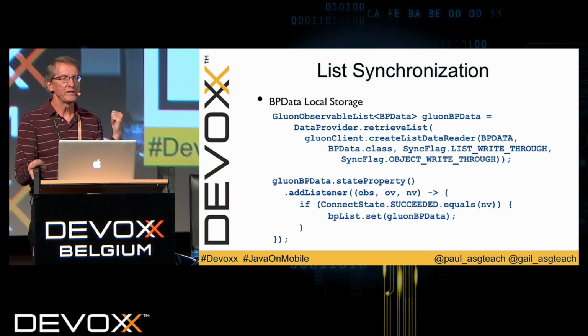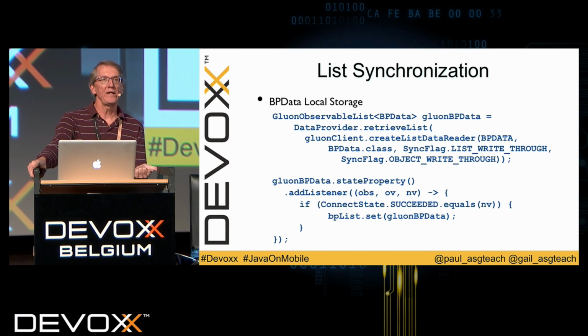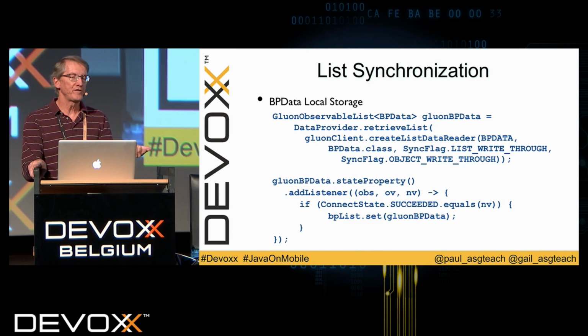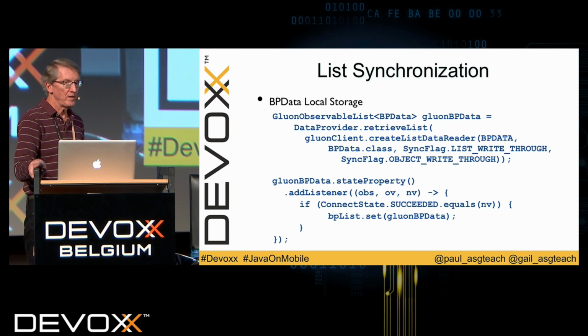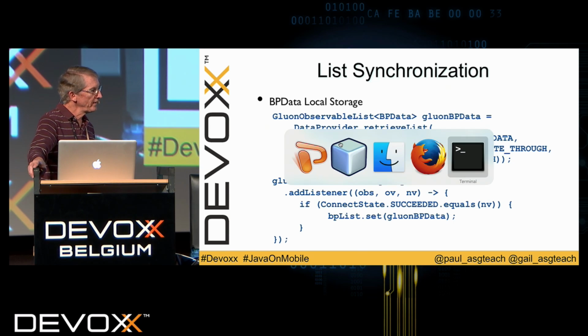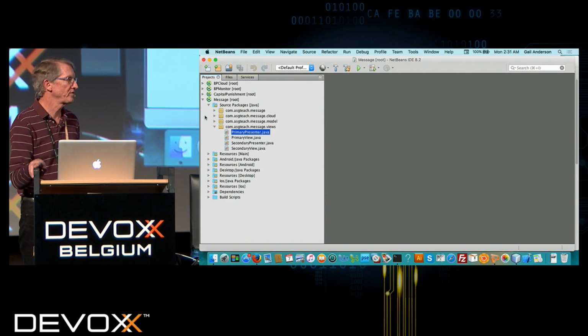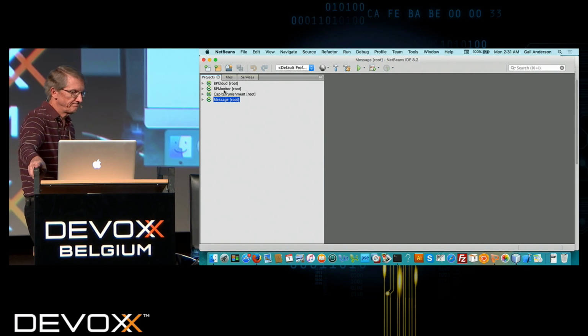And the statement below is attaching a listener to the state property of the Gluon observable list. So once the connection status succeeds, we can then associate the Gluon observable list, which is actually a subtype of observable list, with the UI control, and that, as you see here, is BP list, which is a list property. Okay, so we're going to go back into the BP Monitor code, and Gail's going to show you a little bit more about these list synchronization flags.